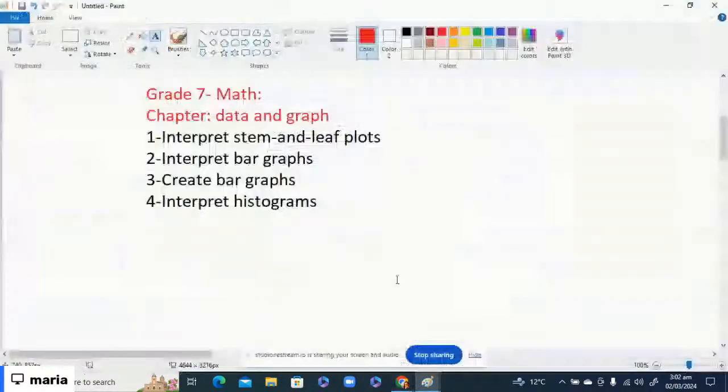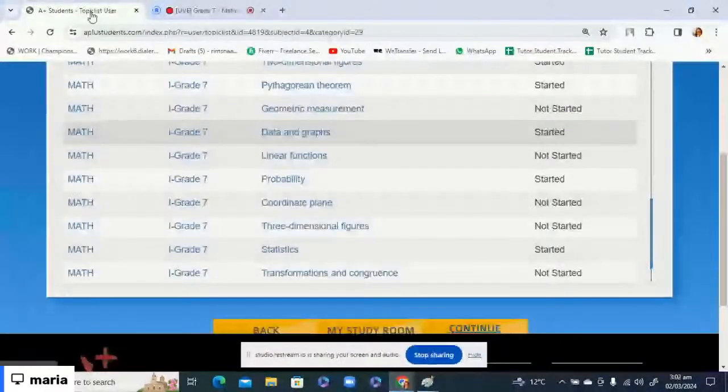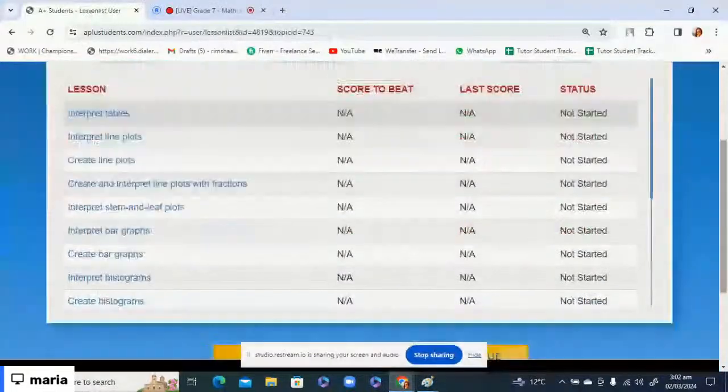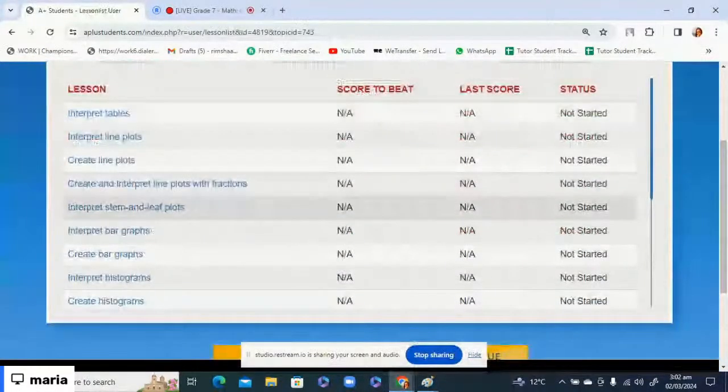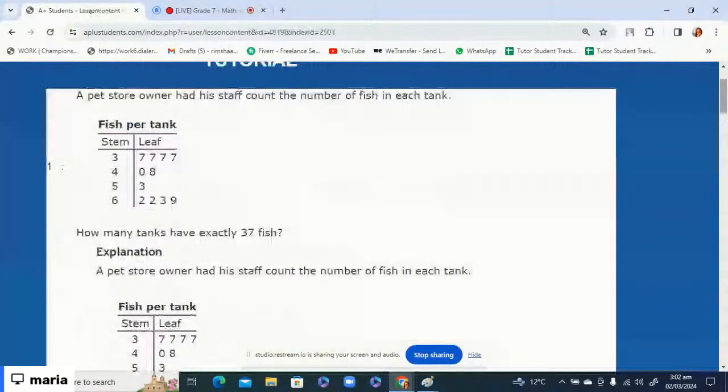So let me just open these topics from the A Plus app. Data and Graph. The first lesson that we discussed is interpret the stem and leaf plot. Okay, let's open. Now let's do it.